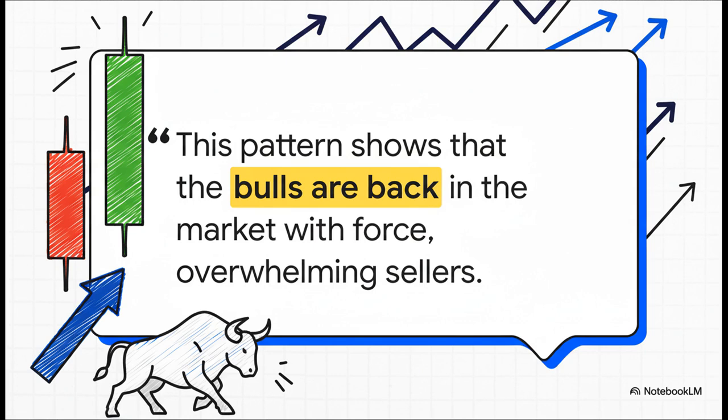Just think about the psychology of this for a second. That first red candle shows the sellers were still in the driver's seat. But then, bam. The next candle, this massive green one, shows the buyers didn't just show up. They came back with overwhelming force. It's about as clear a visual as you can get that the power has dramatically shifted to the bulls.